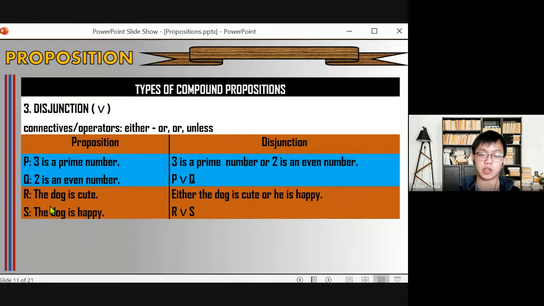Another example here is the dog is cute, which is symbolized as capital letter R, and capital letter S, the dog is happy. And if you're going to create a disjunction for that, we can use here either. So either or. Pag merong either, dapat it pairs with or. So either the dog is cute or he is happy. So if you're going to symbolize that one, we're going to have here either R or S. Either R or S. So that is for disjunction.